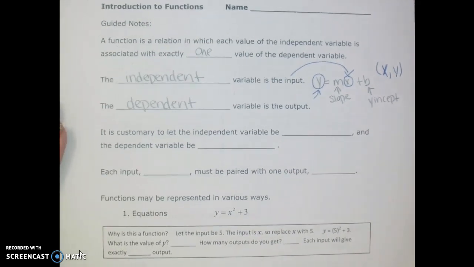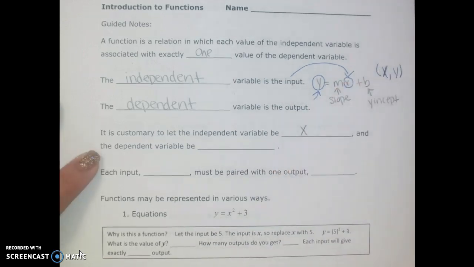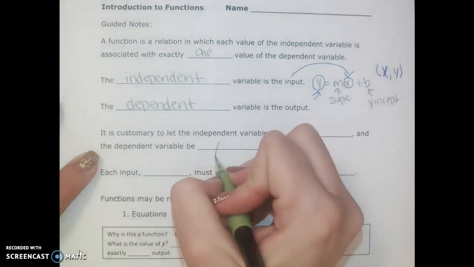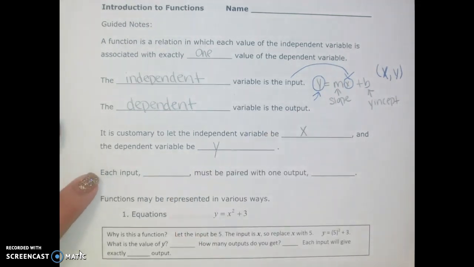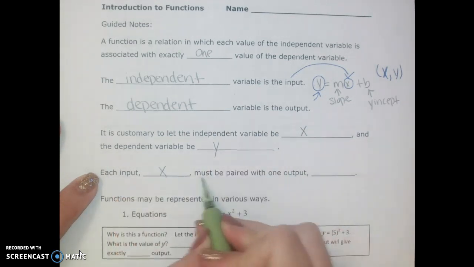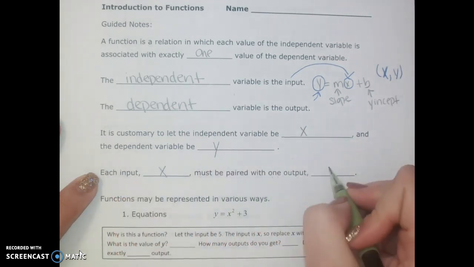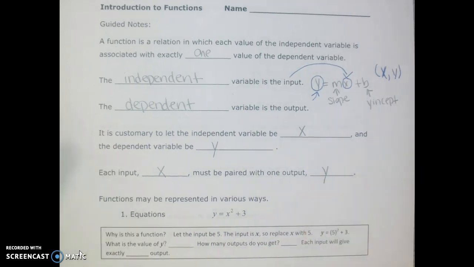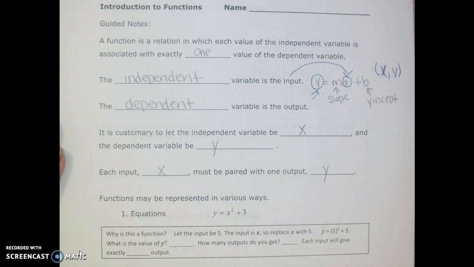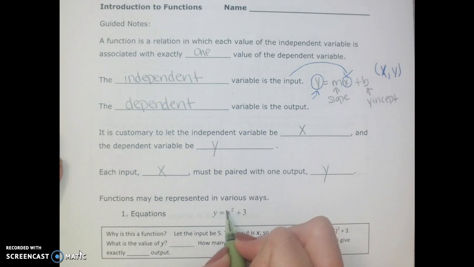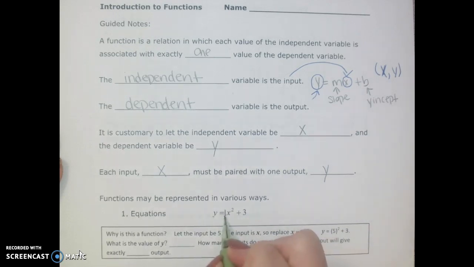Okay, the next part: it is customary to let the independent variable be x, which I just talked about, and the dependent variable be y. Each input, which again is x, must be paired with one output, which is y. Functions may be represented in various ways. Equations, for example y equals x squared plus 3. Right now it looks like it doesn't have a slope, but I'm sure Mr. Fulmore has gone over that when you don't have a whole number in front of your variable x, there's an invisible or understood 1. So your slope in this case would be 1.